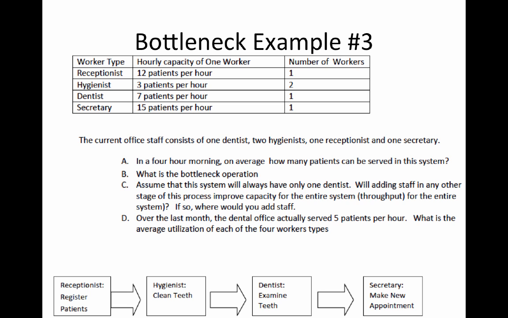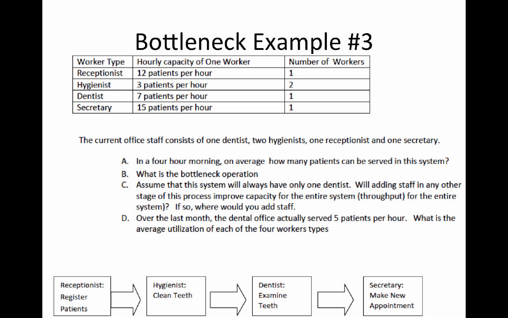Okay, so if we look at that part A again, now we're able to see 6 patients per hour. So in a 4-hour morning, how many patients can be served? So 6 per hour times 4 hours is 24 patients. So that's part A. Again, you will want to look at that bottleneck step. In part B, that is also answered by doing part A. So the bottleneck is the hygienist. Even though there are 2, it's still 6 patients per hour, which is less than the dentist.